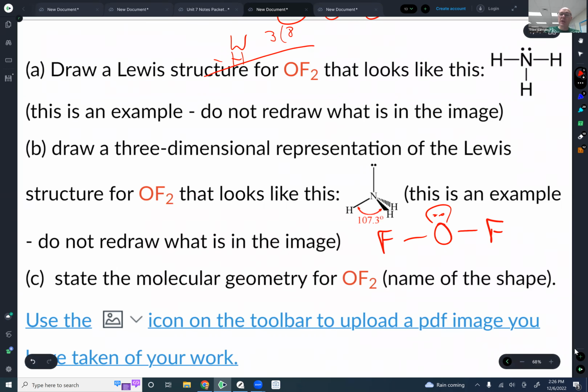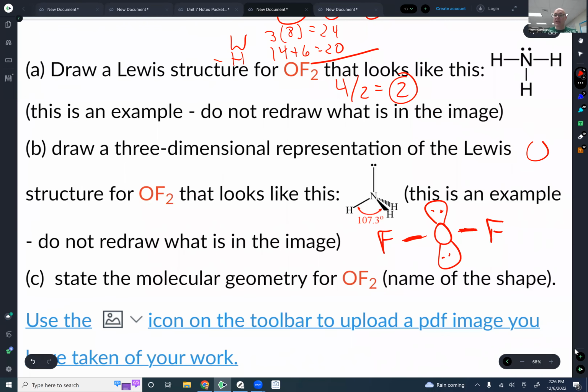There are 3 atoms. They each want 8. That is a total of 24. The half is going to be 14 for the 2 halogens and 6 for the oxygen. That's a total of 20, for a difference of 4. You divide that by 2 because every bond has 2 electrons in it, and I get 2 bonds. What this shows me in my Lewis structure is that I have these 2 unshared pairs of electrons, meaning that what it's going to look like more 3-dimensionally is this bent structure where there is repulsion.